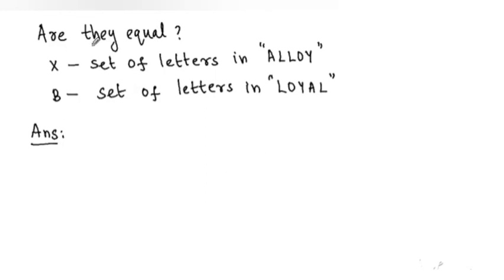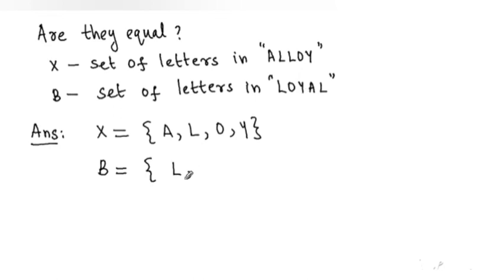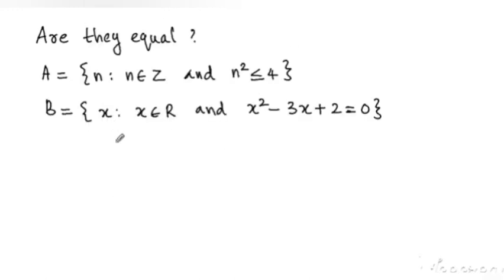Now let's move on to another one. Are they equal? X equals the set of letters in "alloy". So you can write X equals A, L, with no need to write the letter again, so A, L, O, Y. B equals L, O, Y, A. You can see they contain the same elements. They are written in a different order, but they contain the same elements. So X equals B in this case. So these sets are equal.